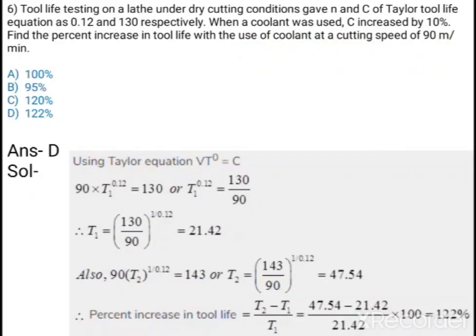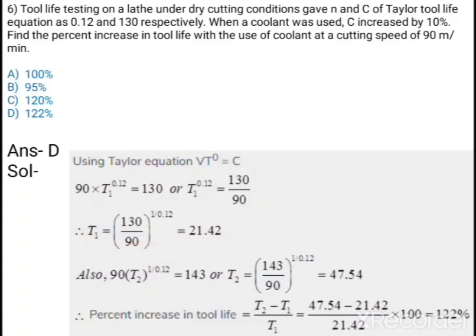So we have the expression as 90, the cutting velocity in meter per minute, into T1 raised to n value 0.12, is equal to the constant value 130. So we have T1 raised to 0.12 is equal to 130 by 90. So we will get T1 is equal to 21.42.